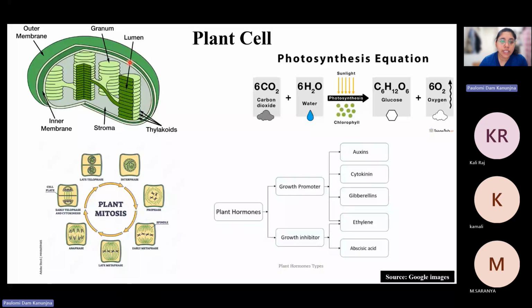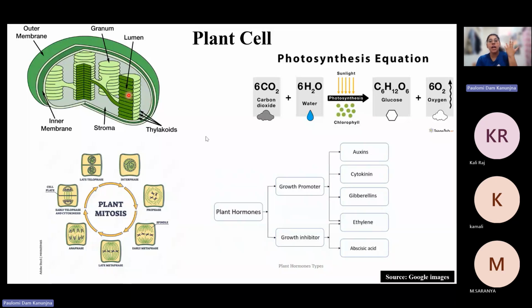So you have these two layers, outer membrane and inner membrane. The thylakoid also has its own membrane. That's why you have the lumen. So there are three kinds of membranes that you see in plants: chloroplast outer, inner, and thylakoid. In the thylakoids, you have the chlorophyll and carotenoids, and they carry out photosynthesis.